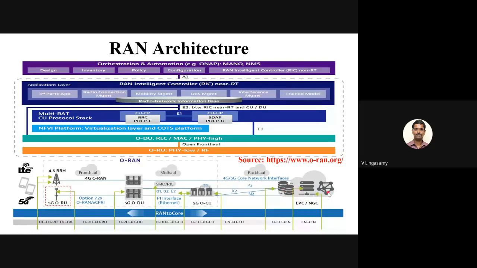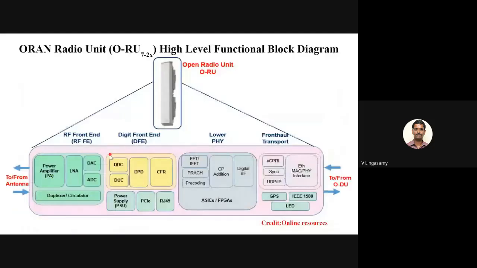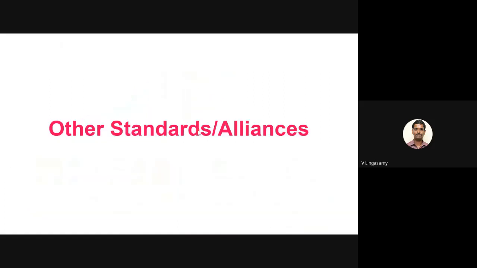EPC means this is the packet core, next generation core, basically the core network. It is connected through interfaces to the CU, DU, and the ORU. So this is the high level block diagram of the new ORU. Basically, ORU, as we mentioned, will have a baseband, and then you will have FPGAs and other stuff where all the baseband processing is done. Then you will have a digital front end, with DDC, DPD, and other stuff. Then you have an RF front end, with the DAC, LNAs, power amplifier, duplexer and circulator, and other stuff. This is the high level block diagram of this radio unit.